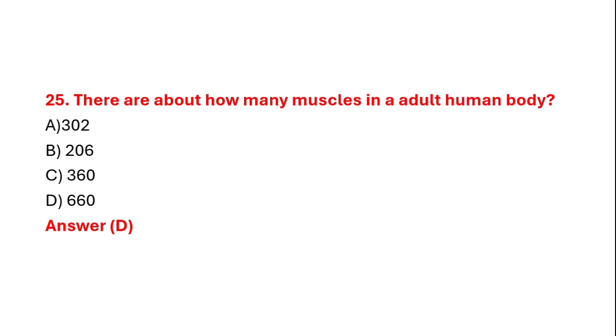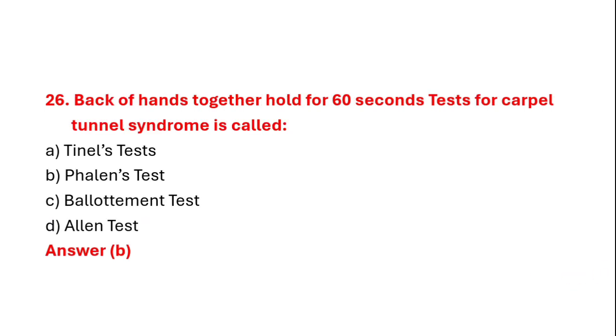Question number 25. There are about how many muscles in an adult human body? Option A 302, option B 206, option C 360, option D 660. Correct answer is option D 660.